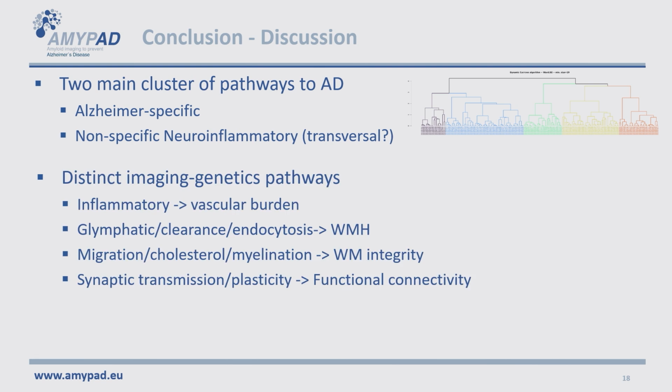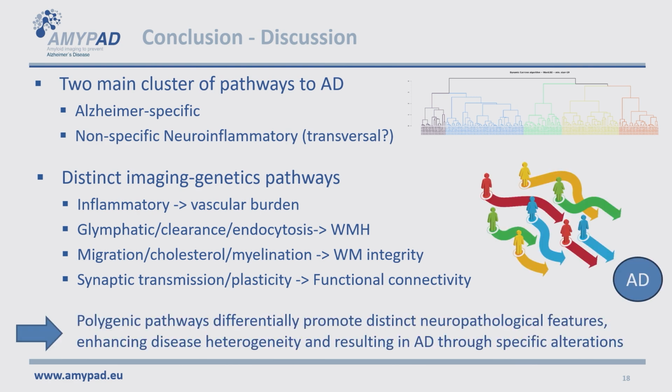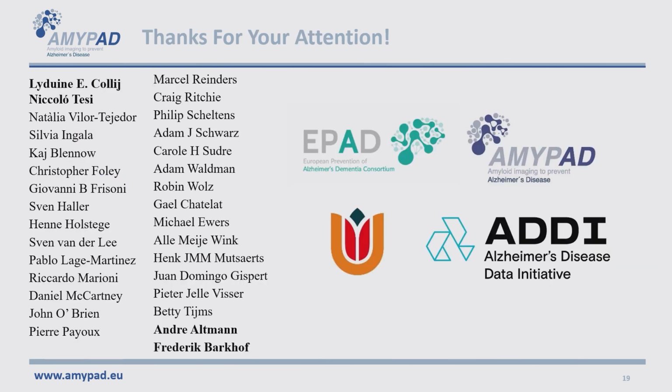But from the imaging side, I think it was very interesting to observe that we found very specific associations of specific biological processes determining distinct imaging markers. So we might disentangle what the processes determining this are. Overall, we show that polygenic pathways differentially promote distinct neuropathological features and enhance the disease heterogeneity that we see from the early stages to the end in Alzheimer's disease, through different pathways.